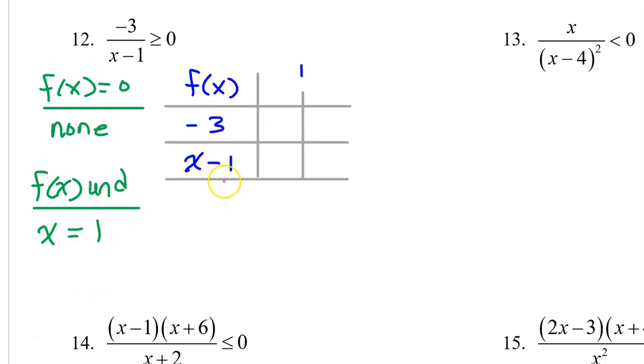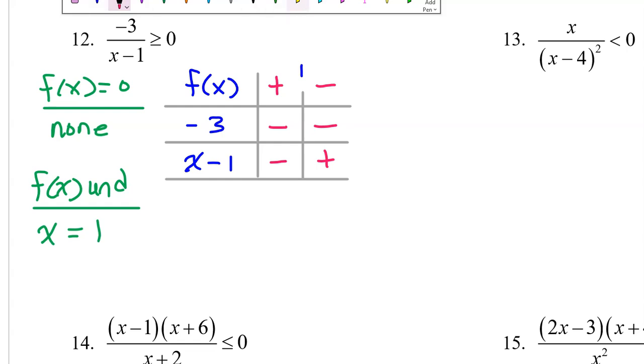Set up your sign chart like this, with your two factors and your one critical value. The negative 3 is negative in every interval. The x minus 1 will be negative to the left of 1 and positive to the right. F of x will be positive in this first interval because a negative times a negative is a positive, and it will be negative in the second interval.